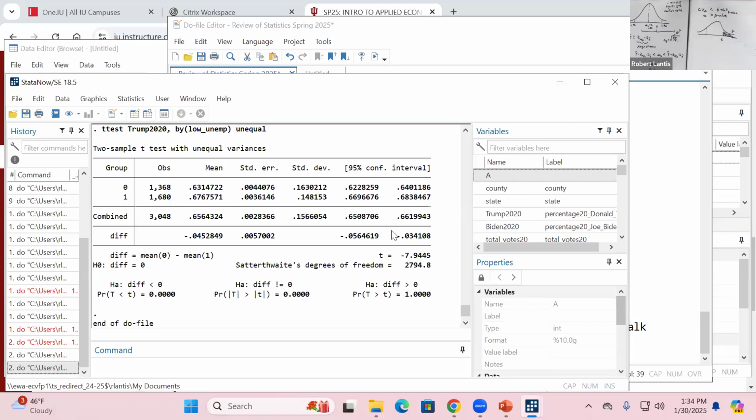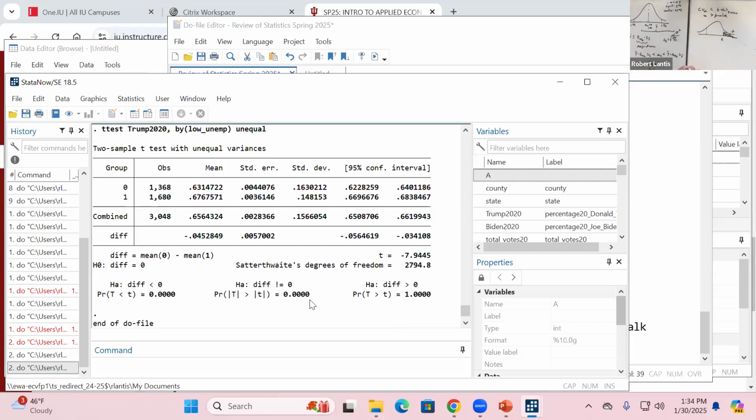Okay. So here, can I say that there's a statistical difference between the proportion of people in a county voting for Trump in low versus high unemployment rate counties? Well, that p-value is basically 0. So can I reject the null?